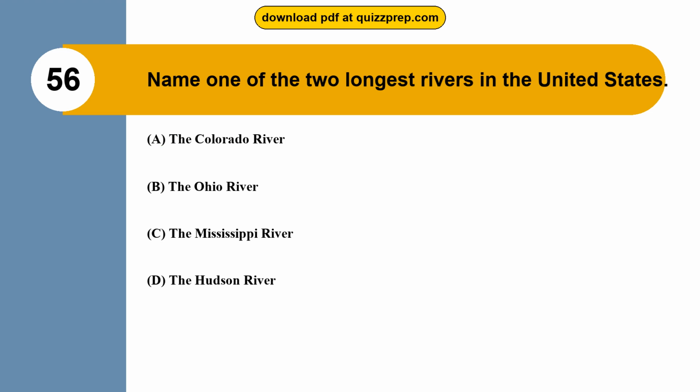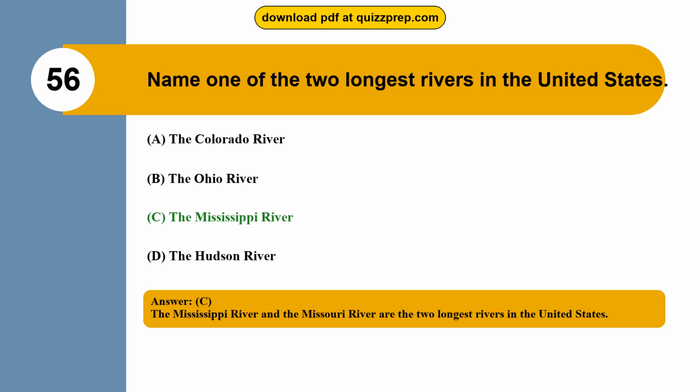Question 56. Name one of the two longest rivers in the United States. Option A. The Colorado River. Option B. The Ohio River. Option C. The Mississippi River. Option D. The Hudson River. The correct answer is option C. The Mississippi River. The Mississippi River and the Missouri River are the two longest rivers in the United States.